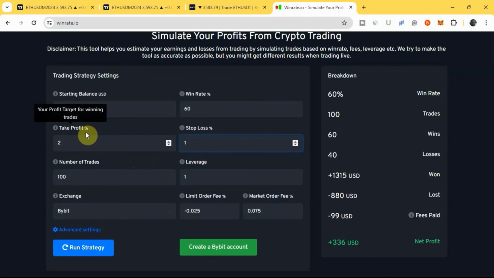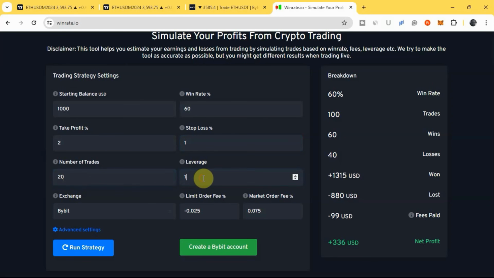So we've entered 2% as the take profit and 1% as the stop loss. Now, the next thing is the number of trades. Let's say, for example, in a month we have approximately 30 days. I don't want to trade every day, so let's say I want to trade 20 times in a month. So let's say 1 trade per day, for 20 days. Let me enter 20 right here. I don't want to do too much.